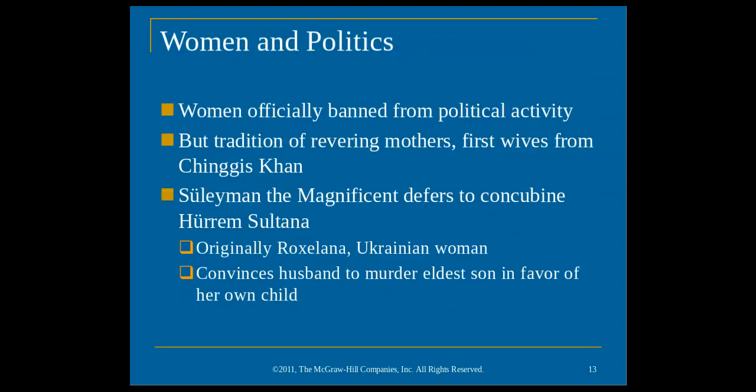Suleiman the Magnificent, however, did defer to his concubine, Hürrem Sultana, whose name was originally Roxalana, a Ukrainian woman. She was able to convince her husband to murder his eldest son in favor of her own child. So she was obviously a woman who had quite a bit of influence and power. But she was certainly rare in the time period.